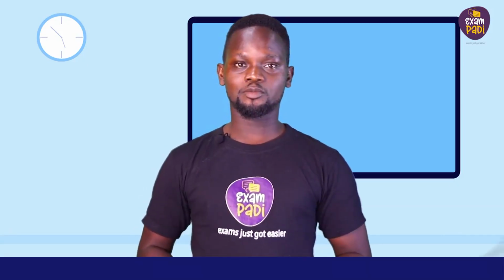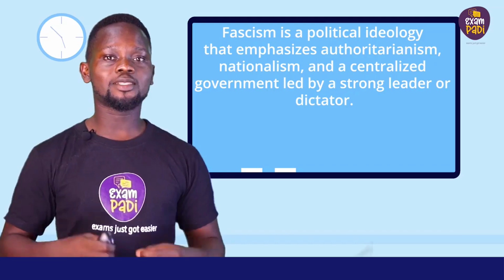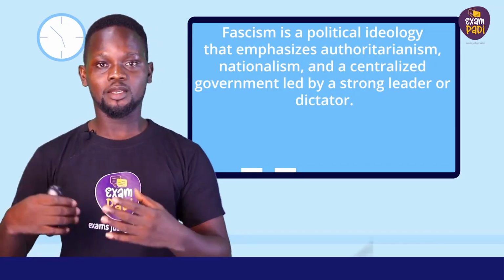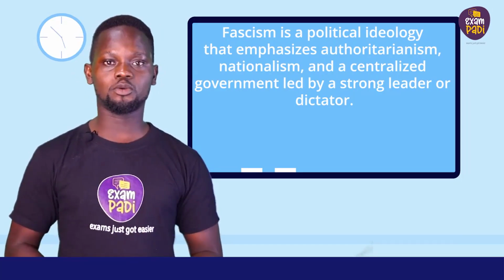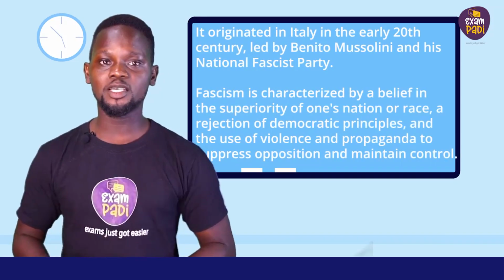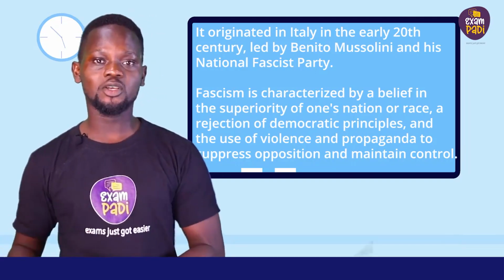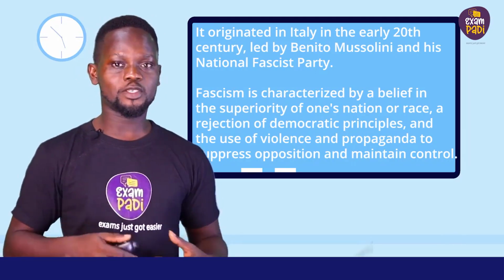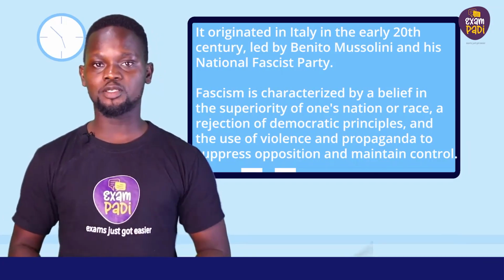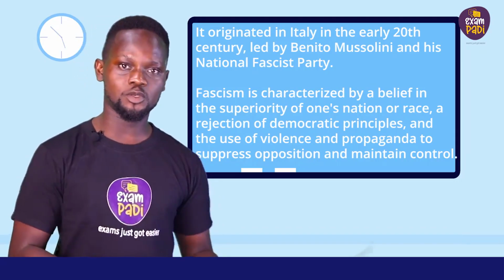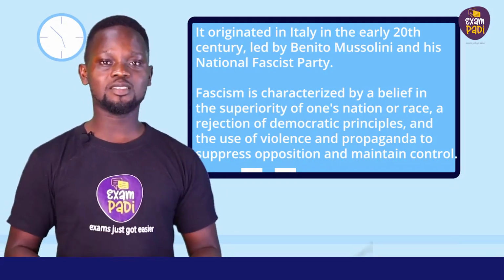In conclusion, in our study today, we learned that fascism is a political ideology that emphasizes authoritarianism, nationalism, and a centralized government led by a strong leader or dictator. We also mentioned that it originated in Italy in the early 20th century, led by Benito Mussolini and his nationalist fascist party. Fascism is characterized by a belief in the superiority of one's nation or race, a rejection of democratic principles, and the use of violence and propaganda to suppress opposition and maintain control.